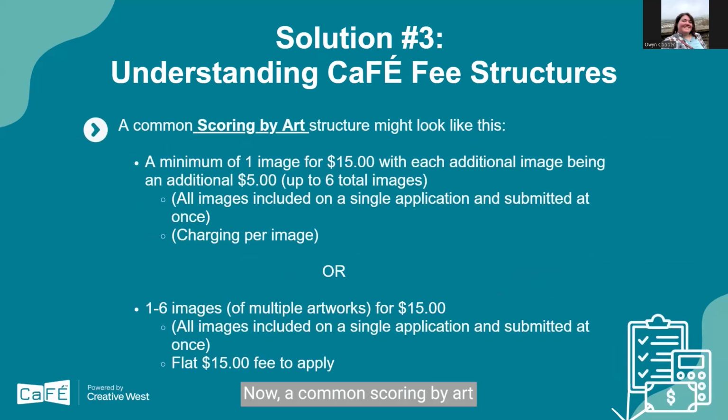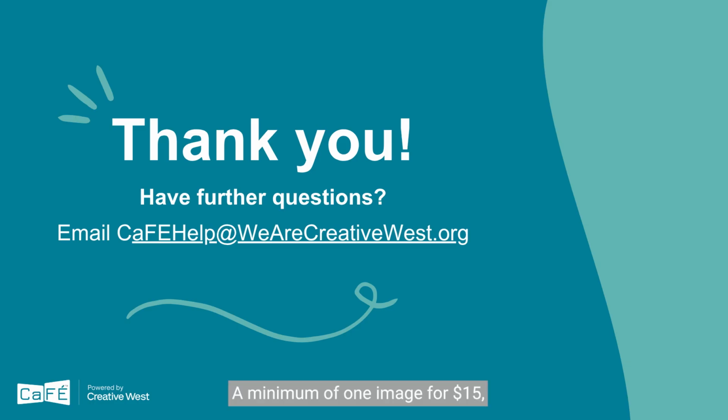Now, a common scoring by art structure might look like this: a minimum of 1 image for $15, with each additional image being an additional $5, up to 6 total images. With this, all images are included on a single application and submitted at once. Again, you're charging by image here.